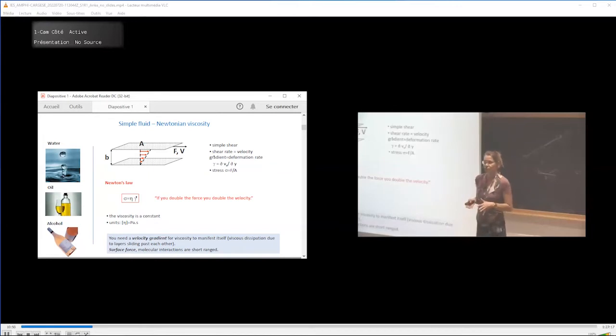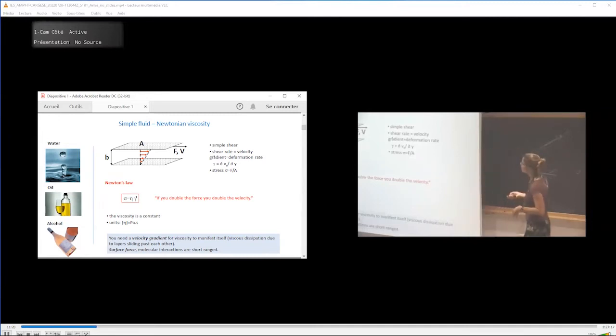Also important to note, which I think is relatively clear, is that for the viscosity to manifest itself, you need this velocity gradient, because viscosity is a viscous dissipation process. So you need fluid layers to slide past each other to create this viscous friction. And this comes from the fact that viscosity introduces surface forces. If you've heard already with Frédéric, all these intermolecular forces are short-ranged forces. So if you want to create any forces or dissipation in the fluid, it will always be surface forces.